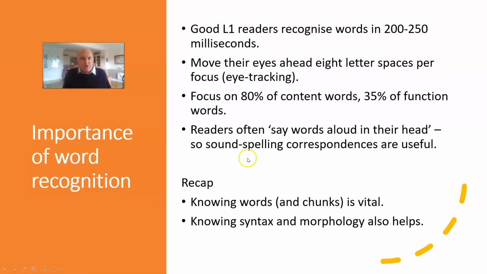Now, to go back to this question of word recognition, it appears that good first language readers recognize words really, really quickly. Eye tracking studies show that they move their eyes ahead 8 letter spaces per focus, so you're always sort of glancing forwards as you read. Apparently we focus 80% on content words and 35% of function words. So the little words like that and which don't carry much meaning and aren't very noticeable or salient when you read, we look at those less than we do the content words.